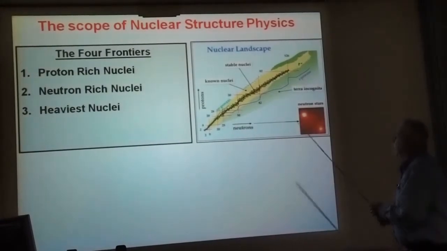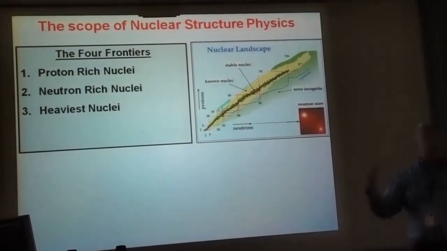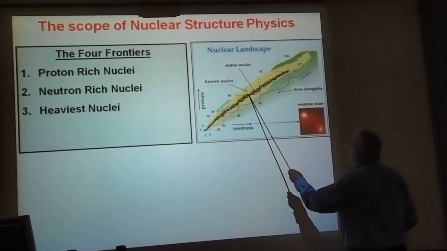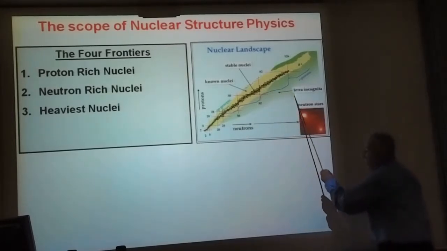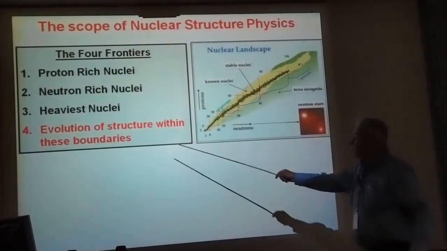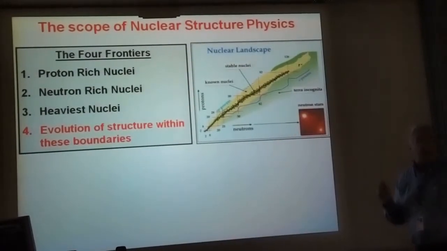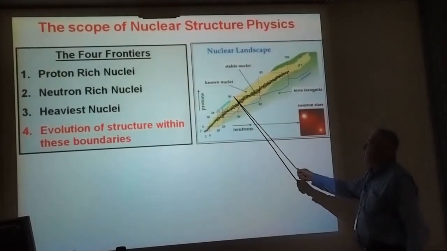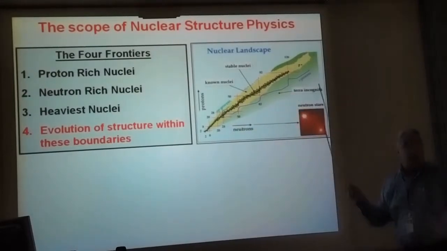Now, the 4th frontier is not so obvious because it's like an internal frontier. Look here at the tin isotopes. There are about 10 or so stable tin isotopes. But the total number of tin isotopes that exists goes from all the way over here, all the way over to somewhere over there. We don't know exactly where. And so the evolution of structure within these boundaries is a very important frontier. We can study the structure of a nucleus like tin from 50 neutrons up to something like 130. And so we can see how the structure depends on changing the number of neutrons.